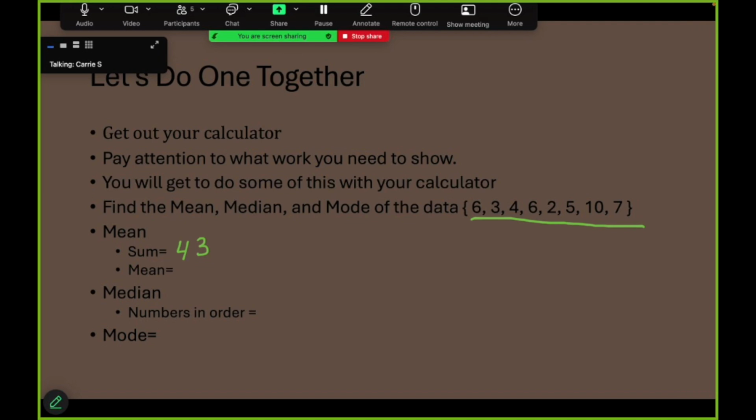Now, what we do to find the mean is it's just the average. We take 43 and we divide that by the number that there are. And there are 1, 2, 3, 4, 5, 6, 7, 8 of them. And we divide that by 8, and that will be our answer.